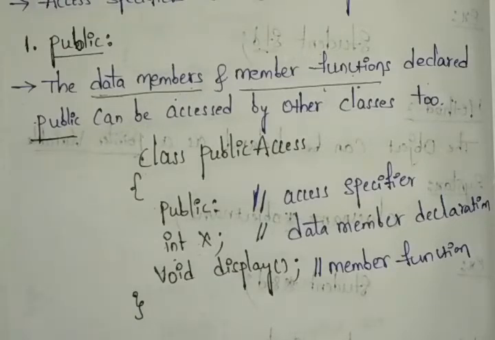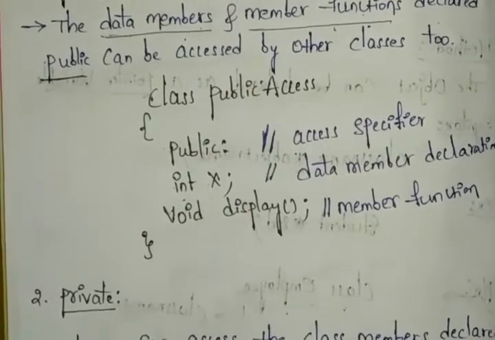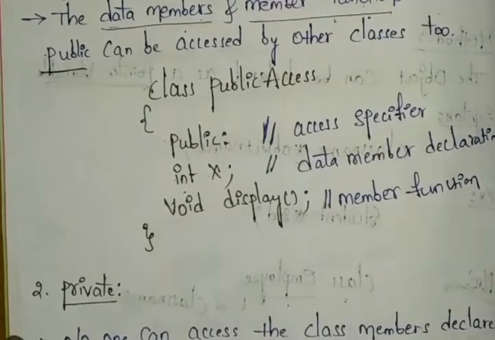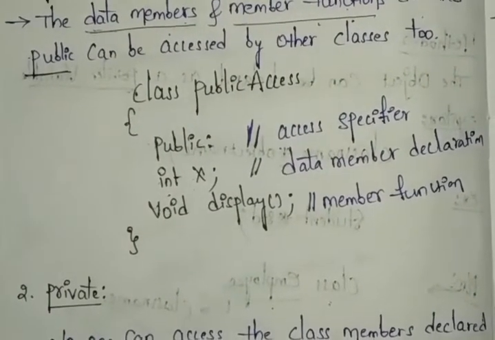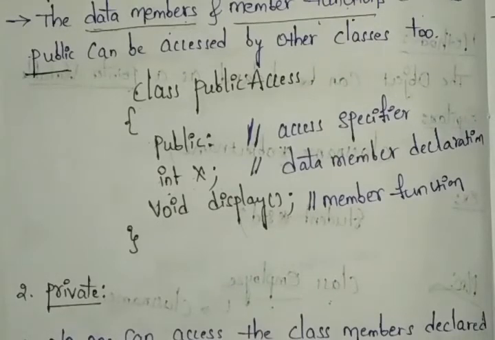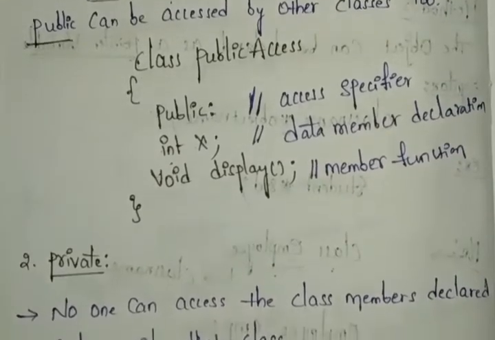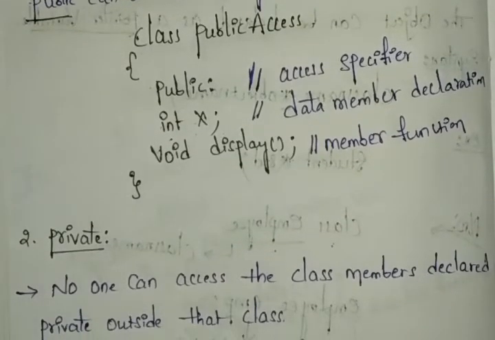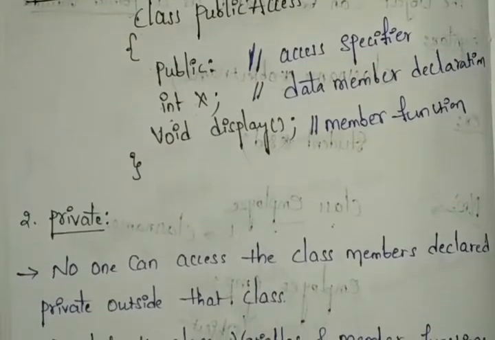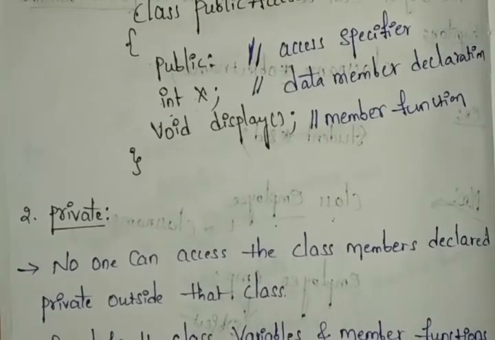Next we have the second keyword, that is private. Let's see. Private means it is not for all persons. It is kept in a secret manner. If we are working with a private keyword, no one can access our class members. Only for ourselves we are working.